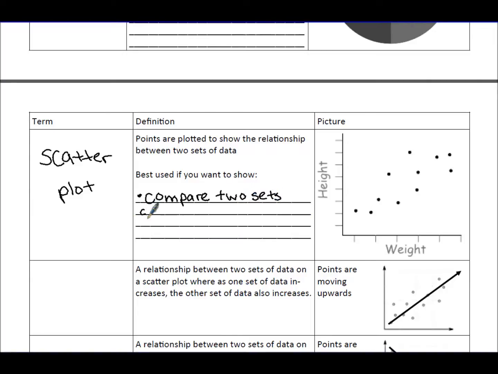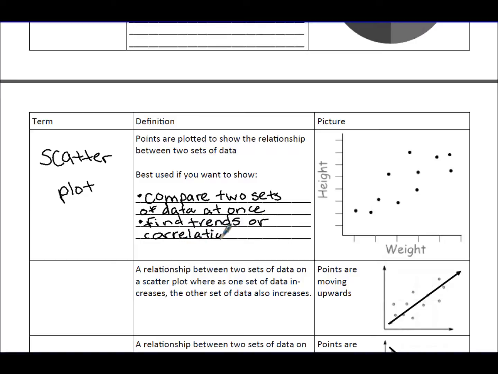And here it shows that as their weight increases, their height increases. But that might not always be the case. I think that as their height increases, their weight probably increases. And you want to see any relationships between those two sets of data. So we are comparing two sets of data at once, and we want to find trends or correlations.